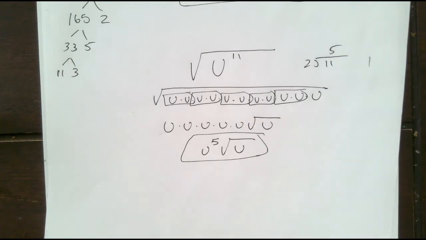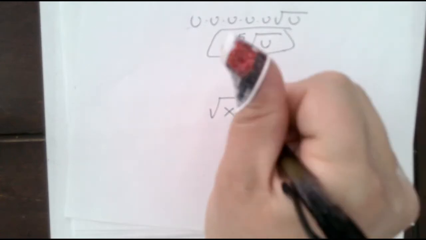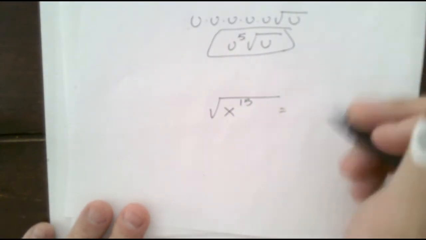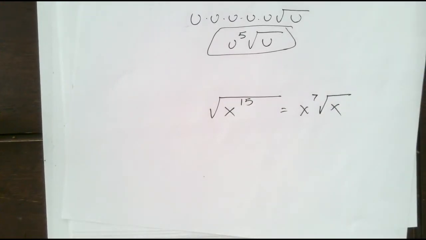Okay? So once again, if we have the square root of x to the 15th, it's going to simplify down. 2 goes into 15 7 times with 1 left over, and there's your solution. Alrighty? So that's if the number is odd.